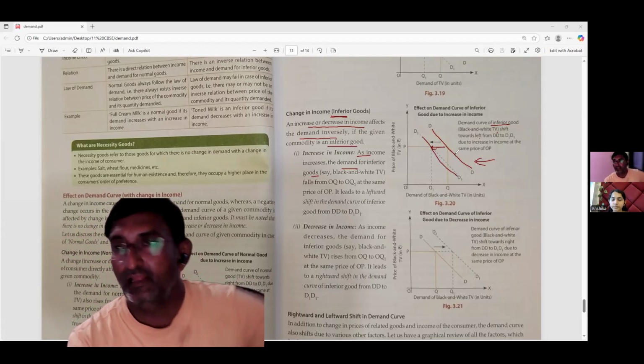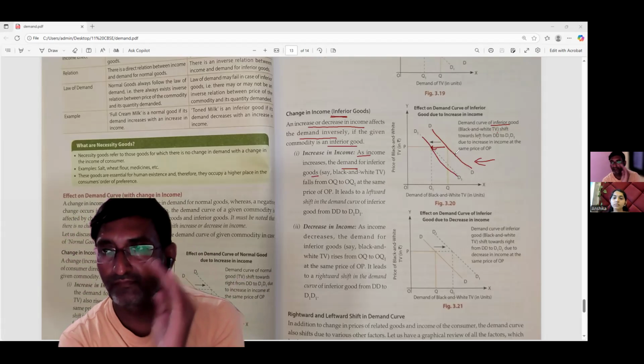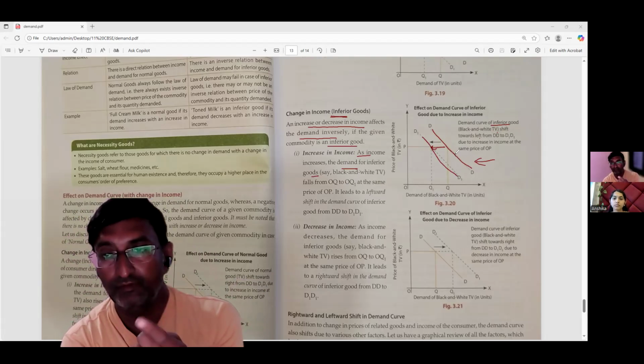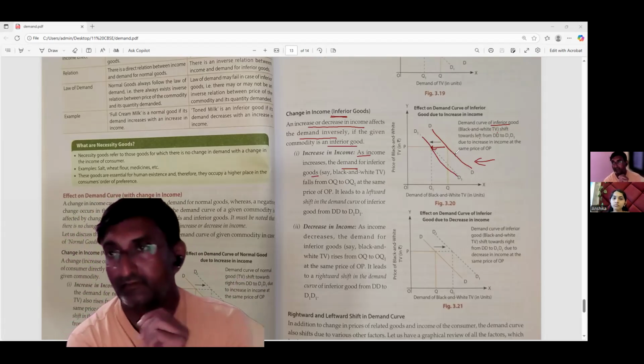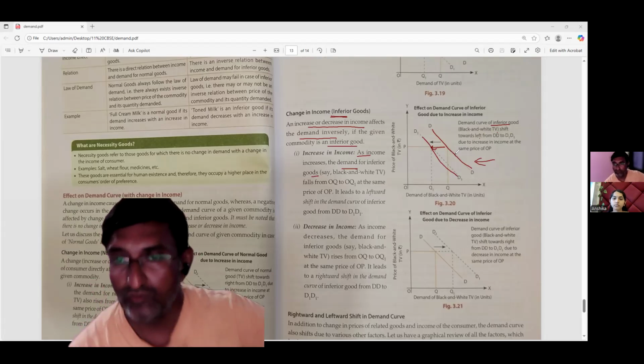In this case, after the increase of income, demand is decreasing for black and white TV, right? So you can keep in mind this example.